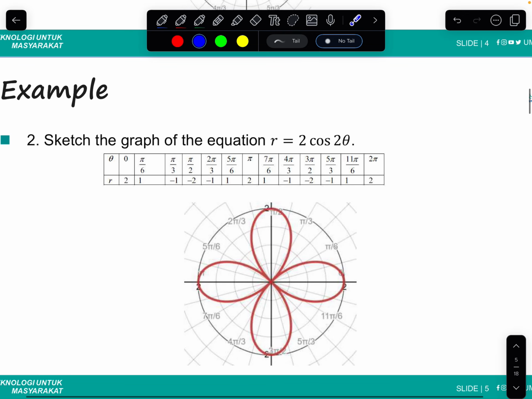Another example, example 2, the function given is r equals 2 cos 2 theta. First, you have to construct the table that consists of the value of theta and its corresponding value of r. After that, you have to plot each coordinate. Then you can join all the points to make a curve like this. So this function will give you the shape of 4 petals.